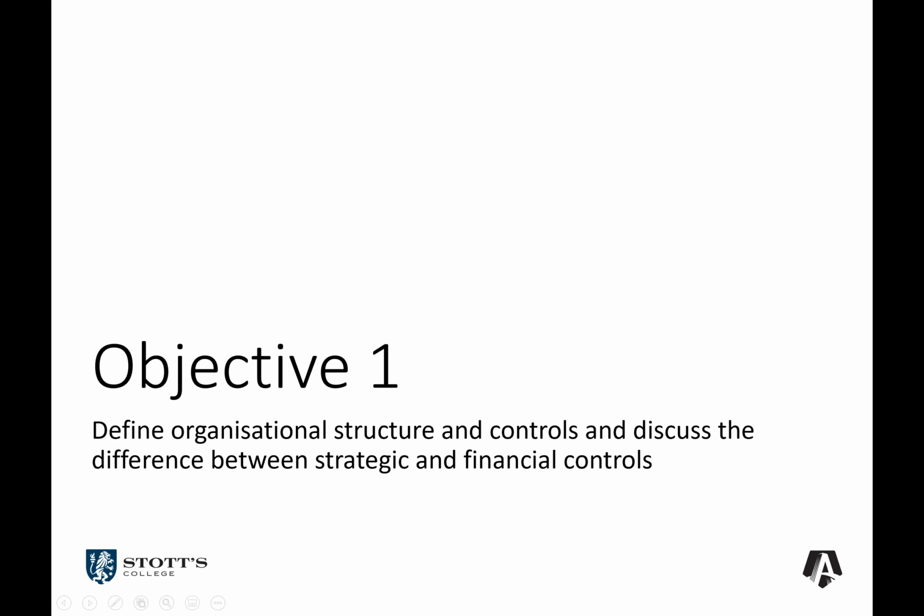So let's get started now with Objective 1. In Objective 1, we're going to define organizational structure and controls and discuss the differences between strategic and financial controls. And building on that, we're also going to look at an exercise on the balanced scorecard and some links in which I'm going to ask you to reflect on the balanced scorecard approach in an organisation you are familiar with. So that's a 5 or 10 minute activity at the end of this first section to help you embed these concepts as part of the lecture.